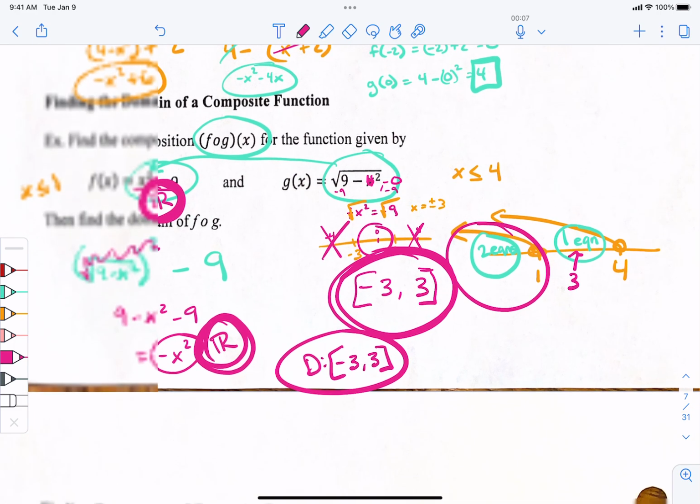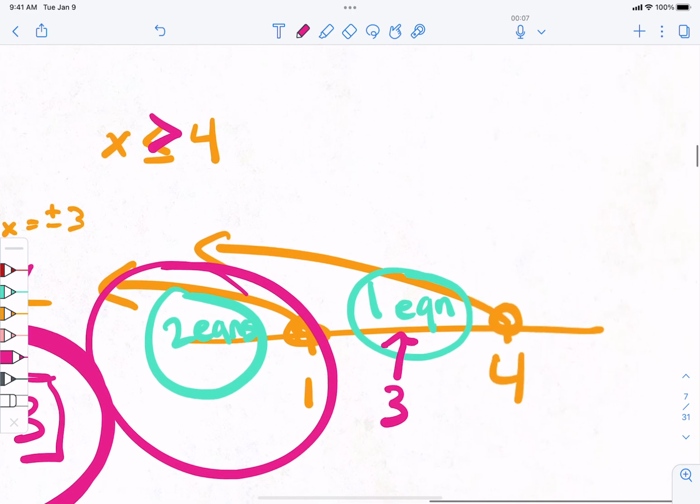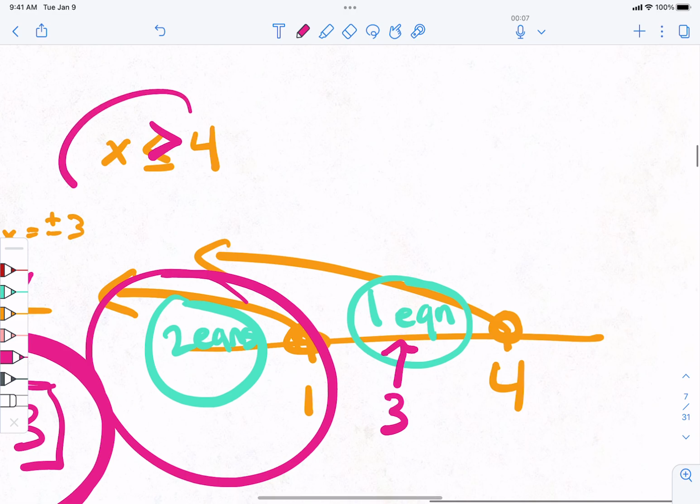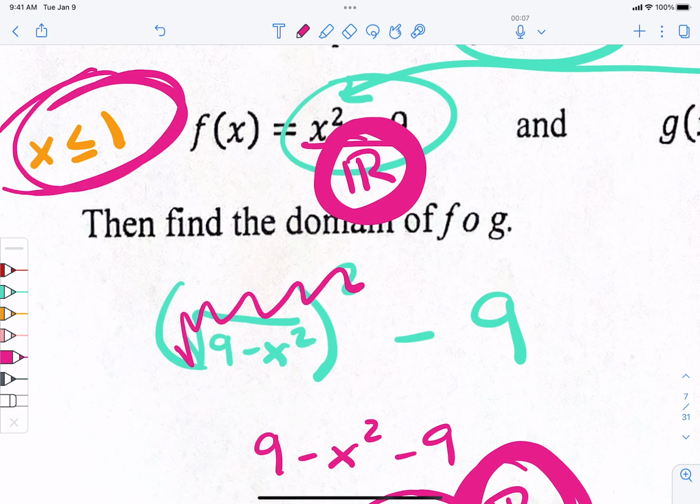What if the arrows go in the opposite direction? Then you would just combine them together and say it has to be less than 1 and greater than or equal to 4. You would combine them together. So if this was greater than or equal to 4, it would be both of those together, right? That would be your domain, right? Both of those together, okay?